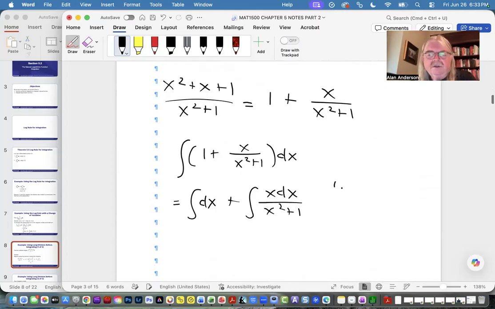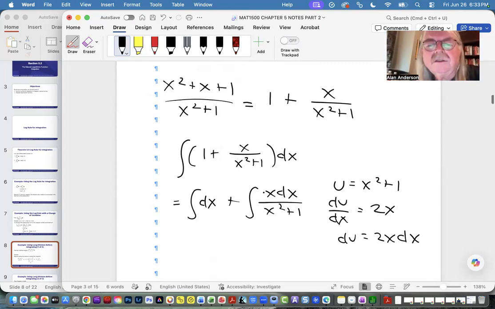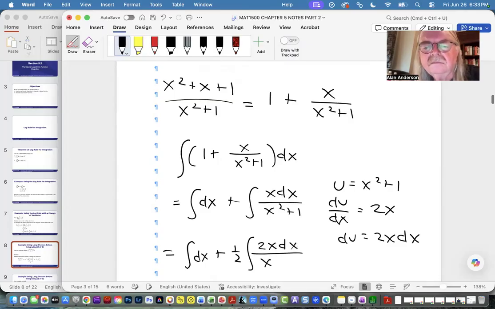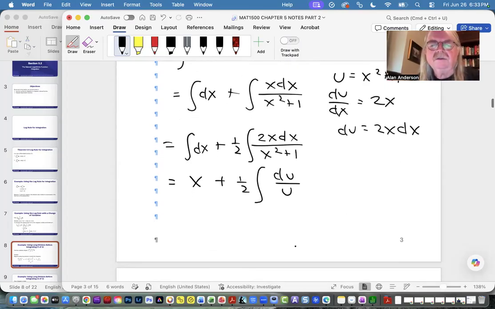Like for this one, I can let u equal x squared plus 1. du/dx is 2x. du is 2x dx. So I need to supply that 2. So I'm going to do this. I'm going to both multiply and divide by 2. And now look what I have. The one on the left, I can just leave it as x. That's fine. So you can see where this is going.